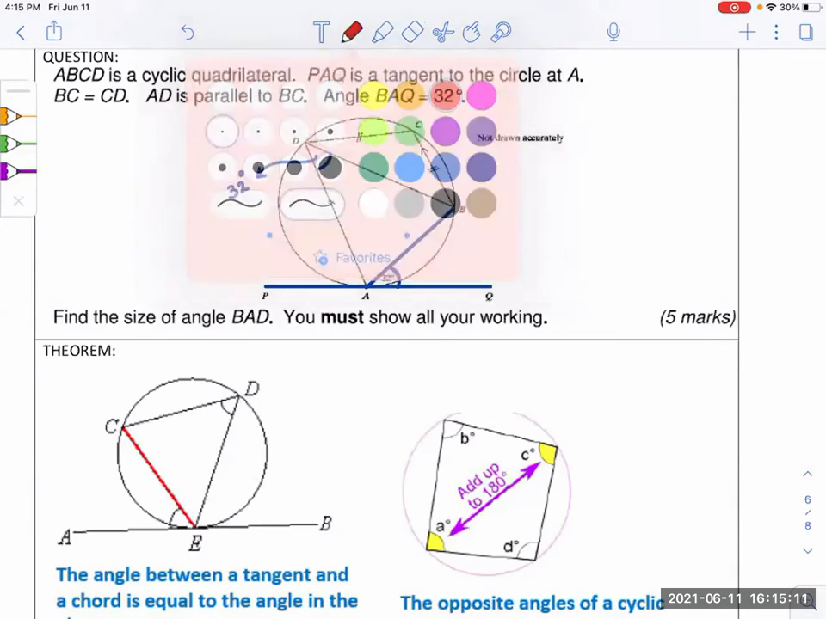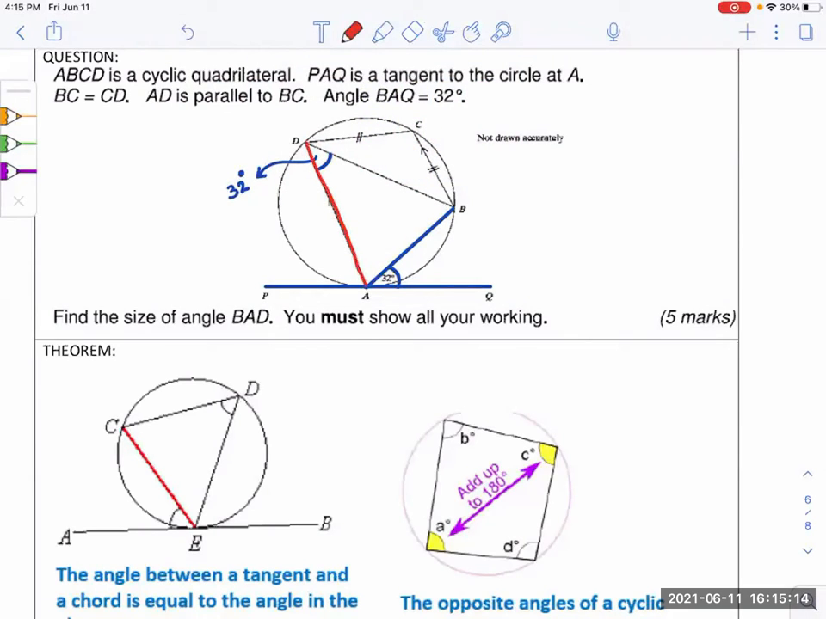And these Z-shape or alternate angles, what do we know about them? Z-shape angles or alternate angles are equal. So this angle here will be 32. So if this angle is 32, what would this angle here be, if it is an isosceles triangle? Yes, 32, miss. Could you work out the angle at C? Yeah, miss. Go ahead.